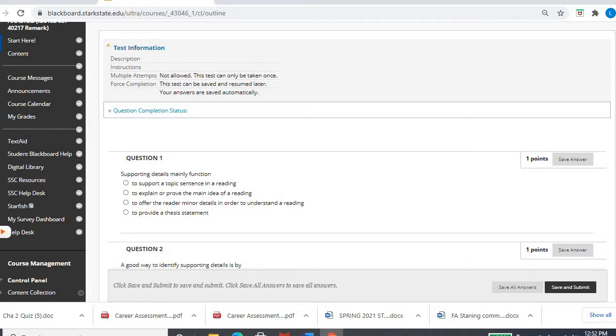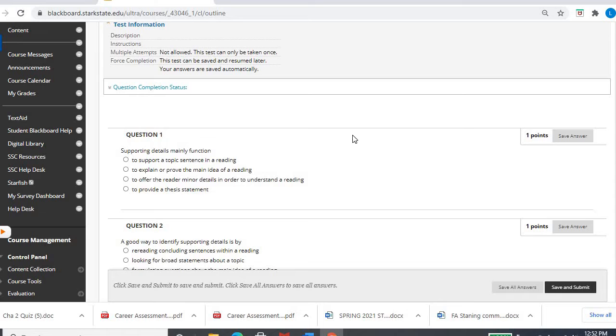All right, so question 1 says, supporting details mainly function. So if you look at your choices, as discussed, a supporting detail can be a major or minor detail. And the purpose of that is to support, which is implied in its name, the main idea. So you first find the topic, and then the main idea. Supporting details give examples, statistics, reasons, whatever it might be, that helps to go into more detail about the main idea. So if you look at this, right here's our best answer. Explain or prove the main idea.